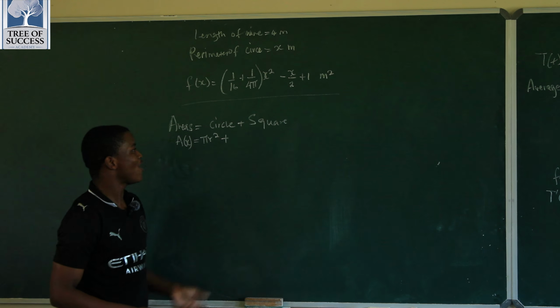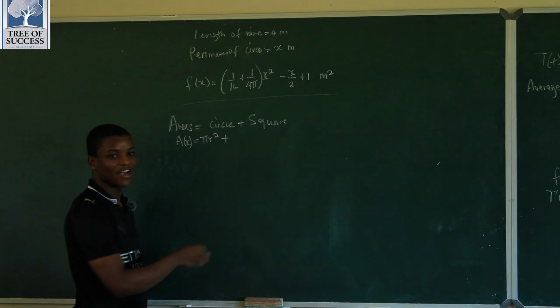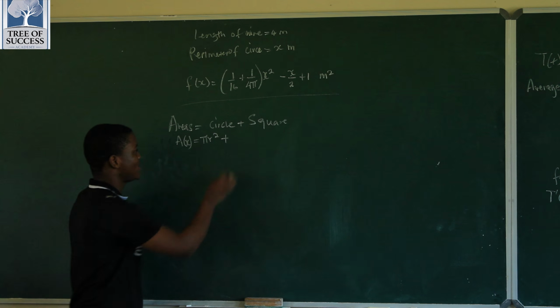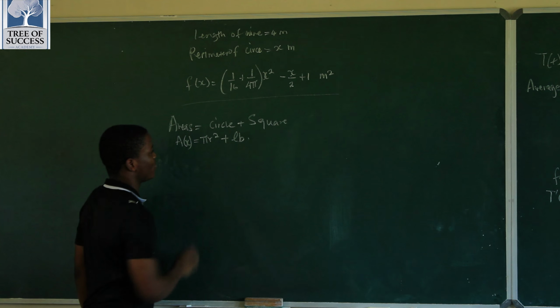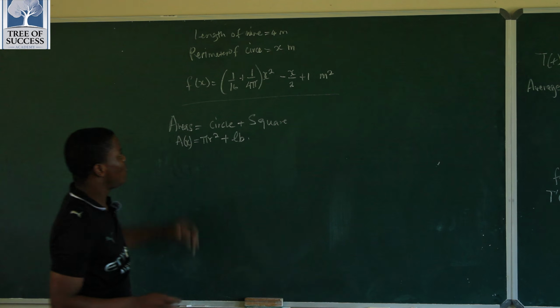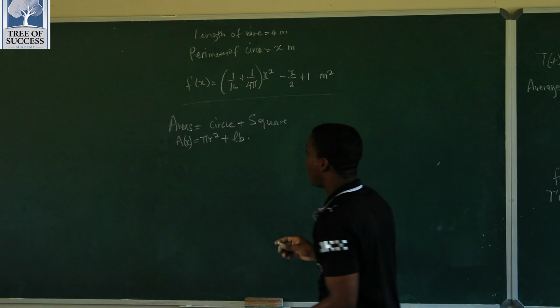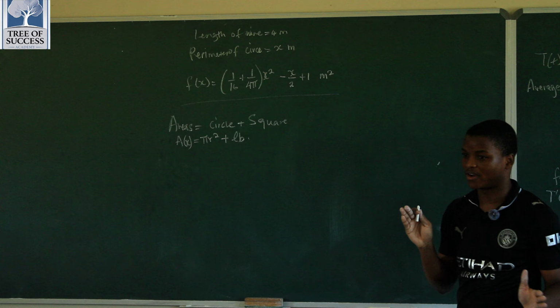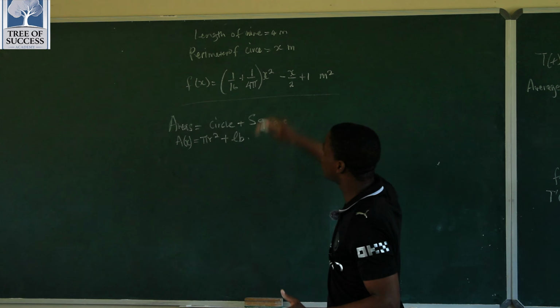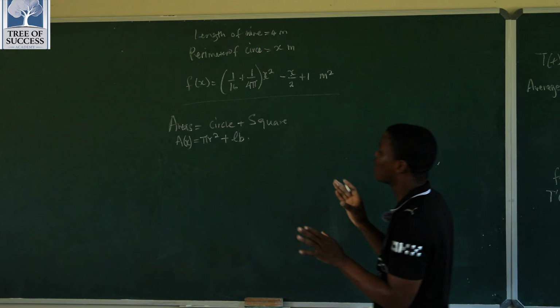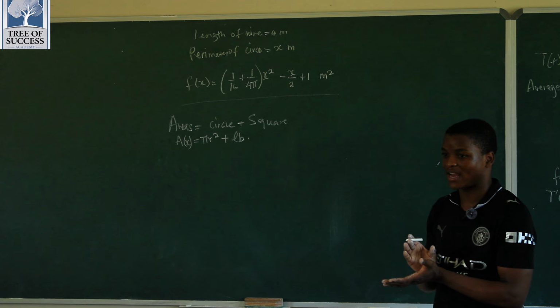How do you calculate the area of a square? The area of a square is length times breadth, so you can just say it's length times breadth. Alright, so we have a wire 4 meters long, and x meters of it is taken and converted into a circle, right?